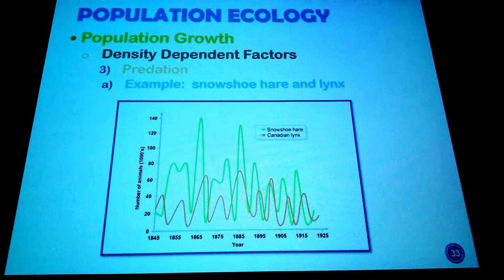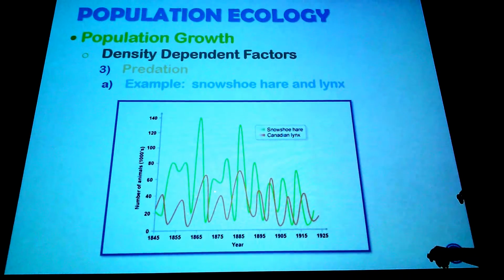Snowshoe hare and the lynx, predation. The light green is the snowshoe hare, the orange, the Canadian lynx. If you look, every time you have an increase in incidence in the snowshoe hare, you have an increase in incidence in the lynx. When the snowshoe hare population crashes, there's a little bit of a lag in the crash in the population of the lynx. In other words, the two species are tied together, predator and prey.